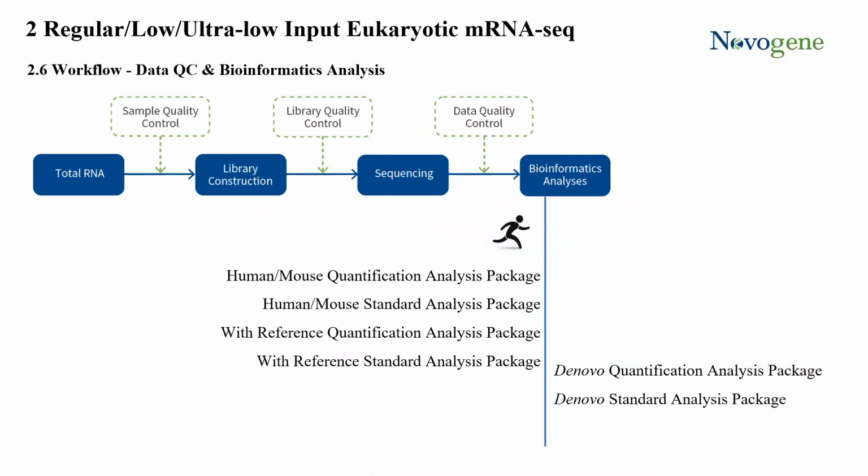For our bioinformatic analysis, we have several options, but the most common are quantification analysis and our standard analysis for human and mouse or species with reference. But don't worry, if the species that you're interested in does not have a reference genome, we also offer a variety of de novo pipelines to get that done for you.